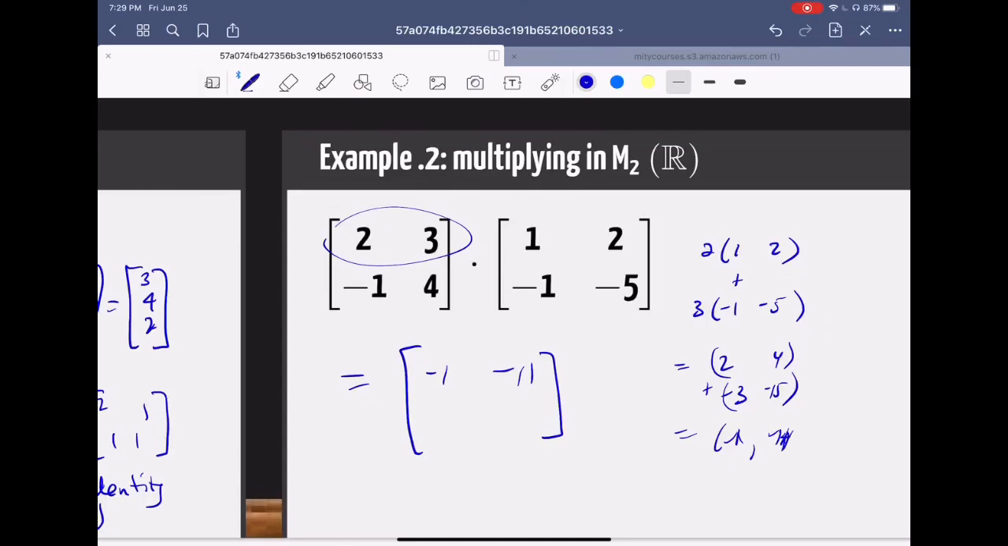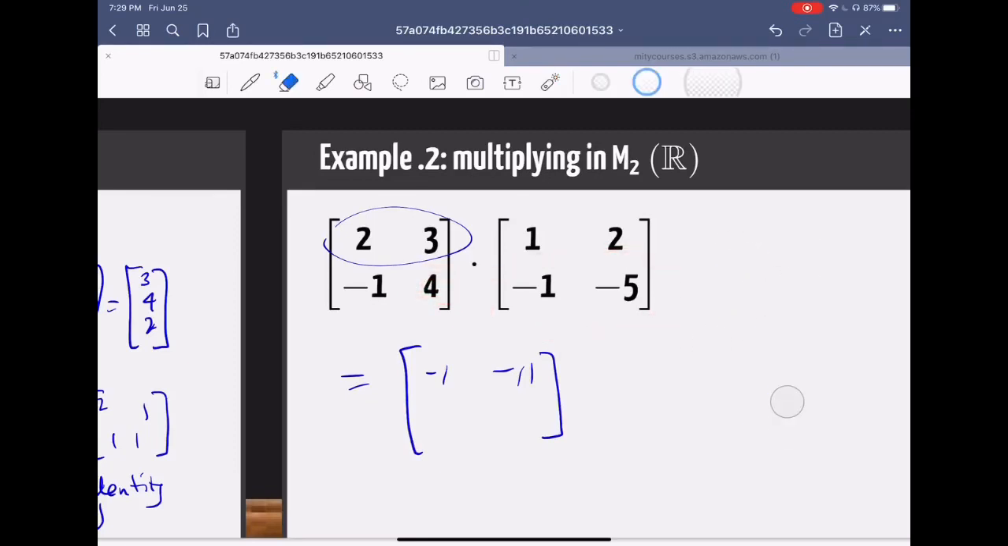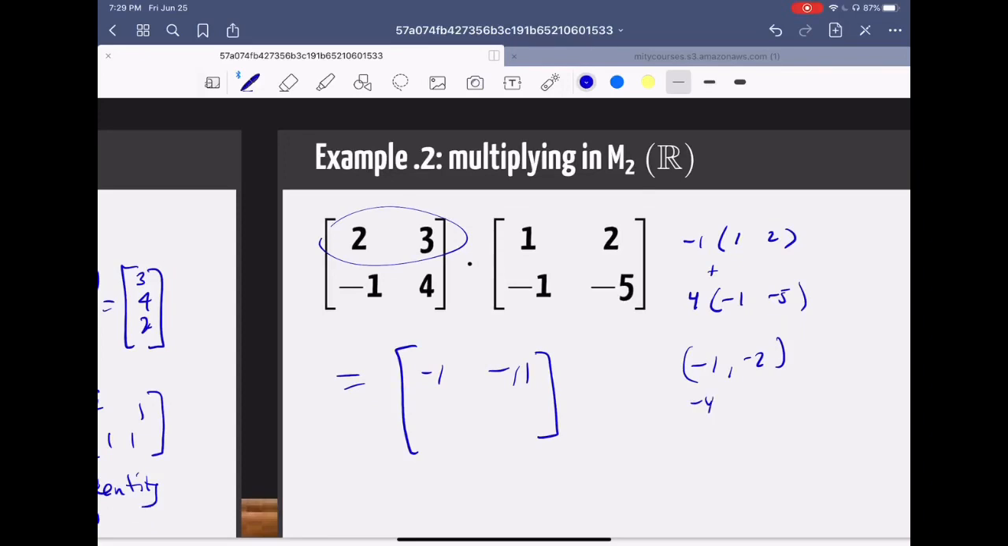Okay, the other thing too is, of course, if you wanted to do this, that's telling me that I want negative 1 of these rows and I want 4 of these ones. So the way you'd cook that up is, I want negative 1 of these ones plus I want 4 of these ones. That would be negative 1, negative 2 on the top, and that would be negative 4 and negative 20 on the bottom. If I add them, it's going to give me negative 5 and a negative 22. This would be another way to think about it.